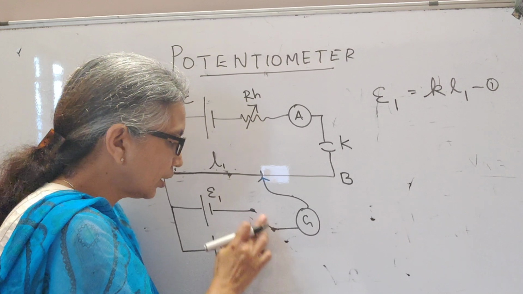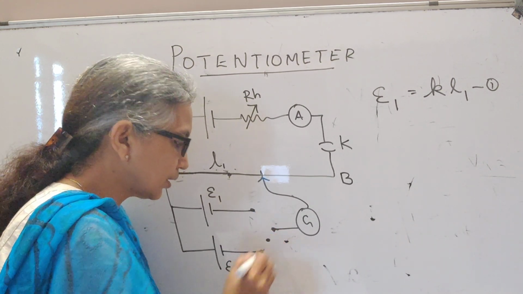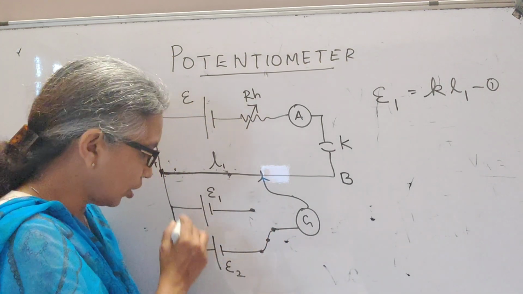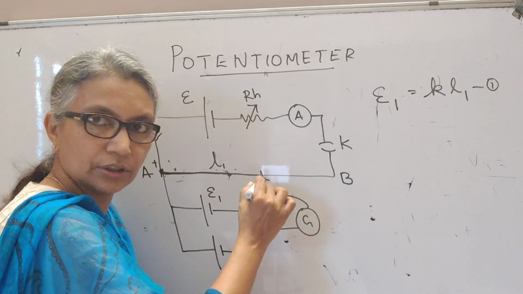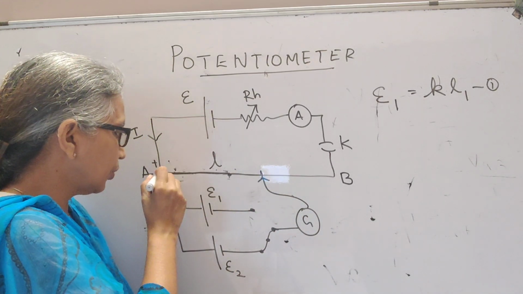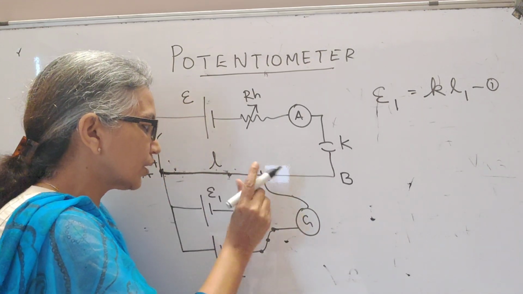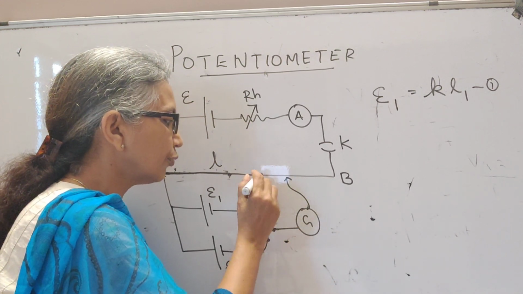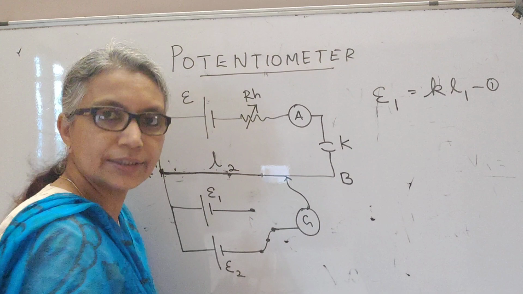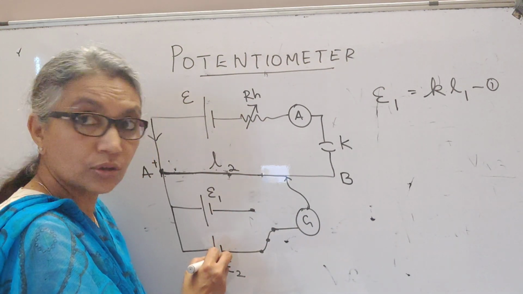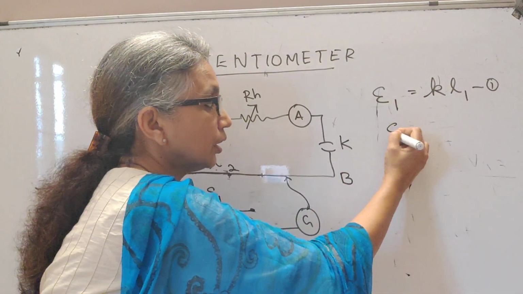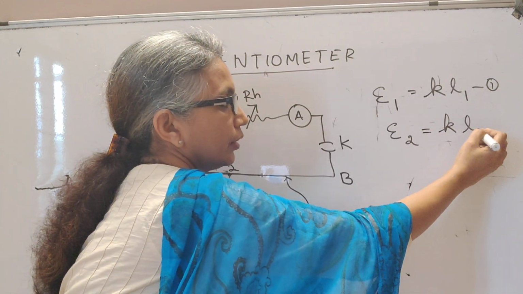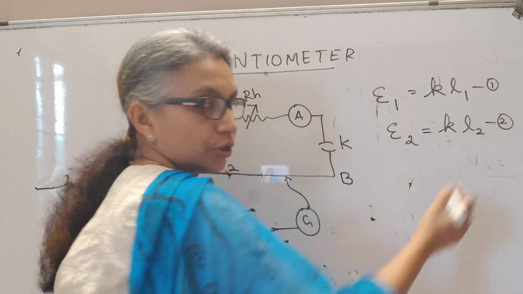Then I remove this key and insert this key. Closing this key would mean I am connecting this. So now I have connected E2 in the circuit. Again I start pulling from the left towards the right, and let's say my galvanometer shows null deflection at a different length L2. So now I have included E2, so I may write E2 proportional to L2, or E2 equal to KL2, and that will be the second equation.